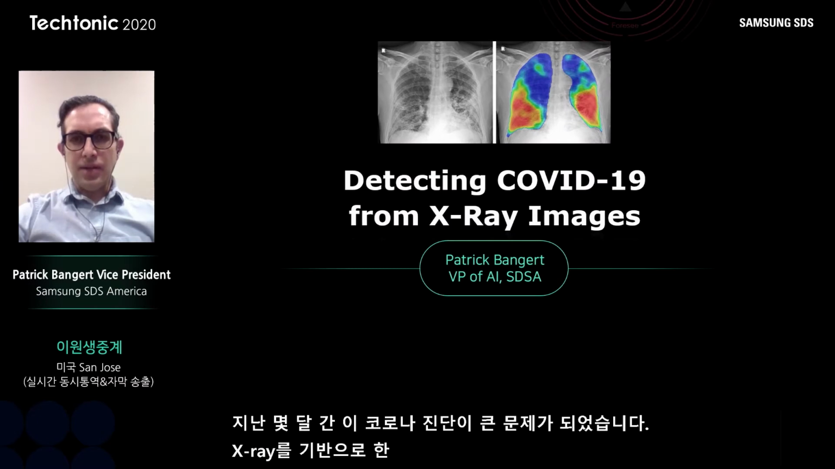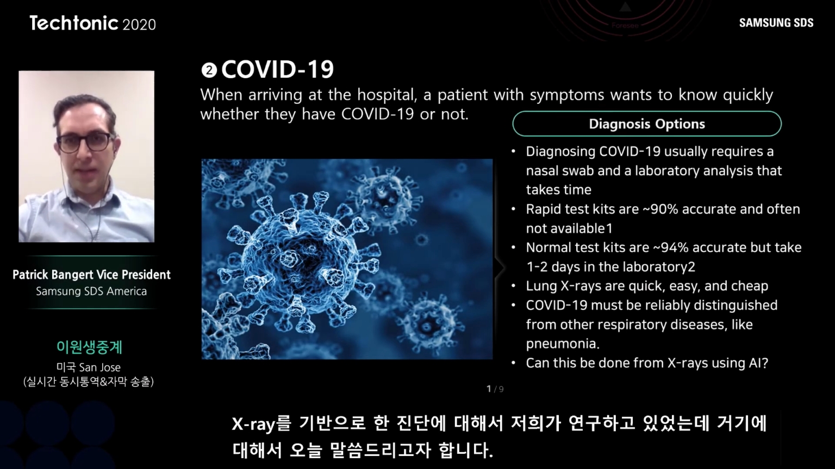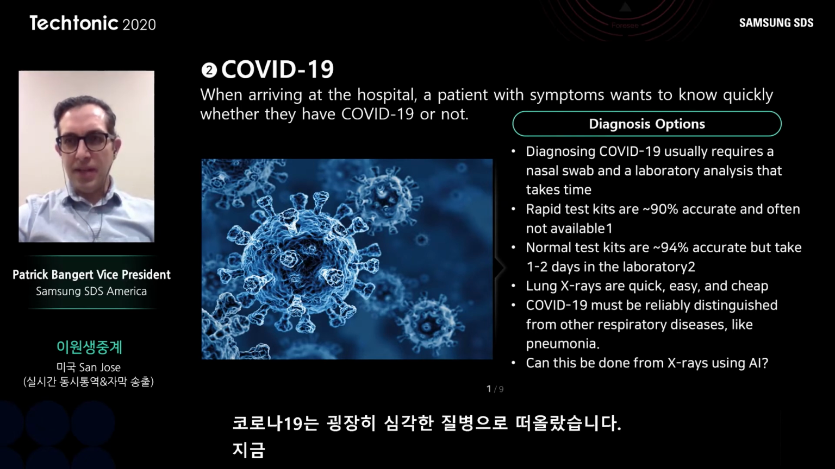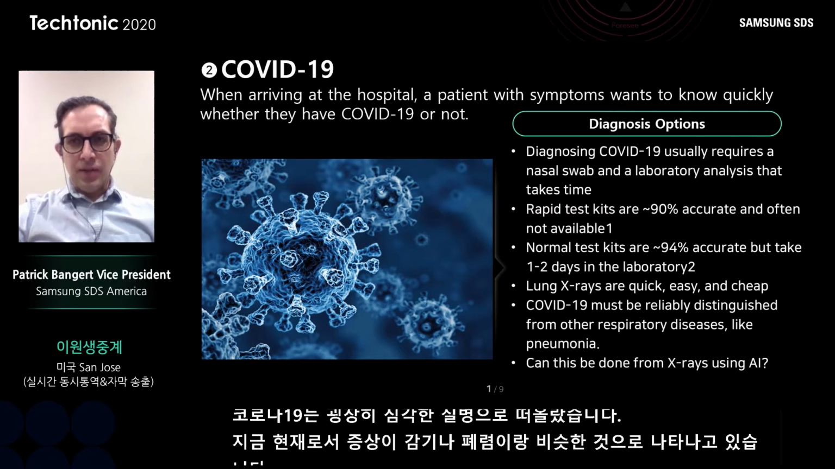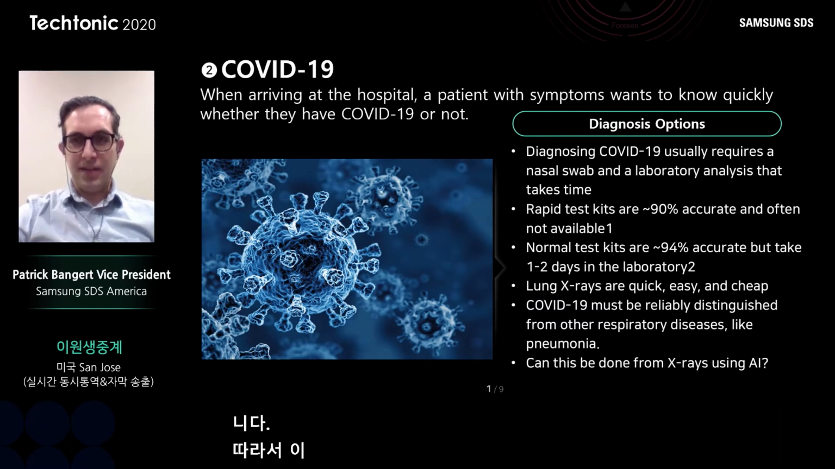So as you know, COVID-19, of course, is a terrible disease that struck our planet. And at the moment, the symptoms are very similar to the symptoms of flu or pneumonia, a very benign disease that everybody gets every once in a while. So detecting whether or not you have COVID or pneumonia is a fairly important task.